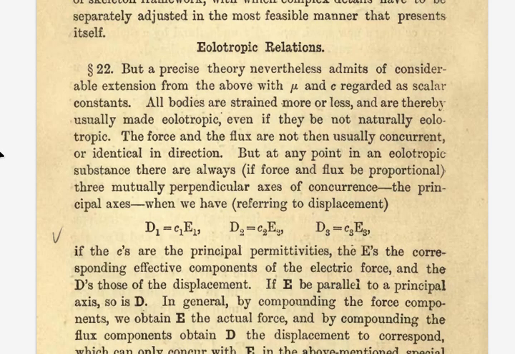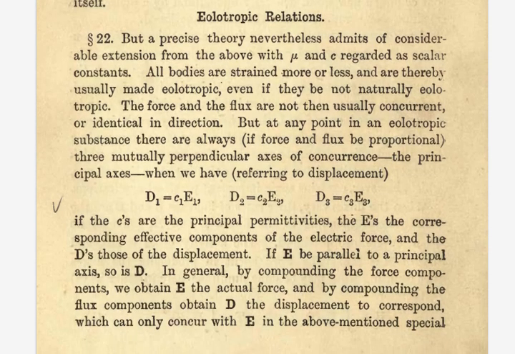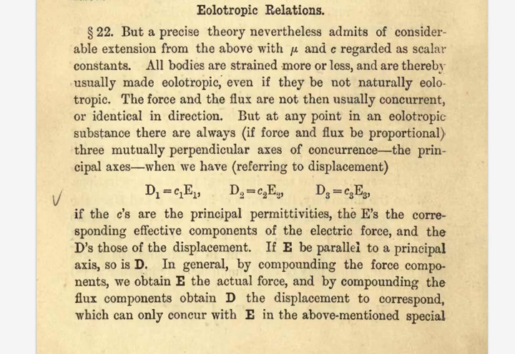22. But a precise theory nevertheless admits of considerable extension from the above, with mu and c regarded as scalar constants. All bodies are strained more or less, and are thereby usually made aeolotropic, even if they be not naturally aeolotropic. The force and the flux are not then usually concurrent, or identical in direction. But at any point in an aeolotropic substance there are always, if force and flux be proportional, three mutually perpendicular axes of concurrence, the principal axes.